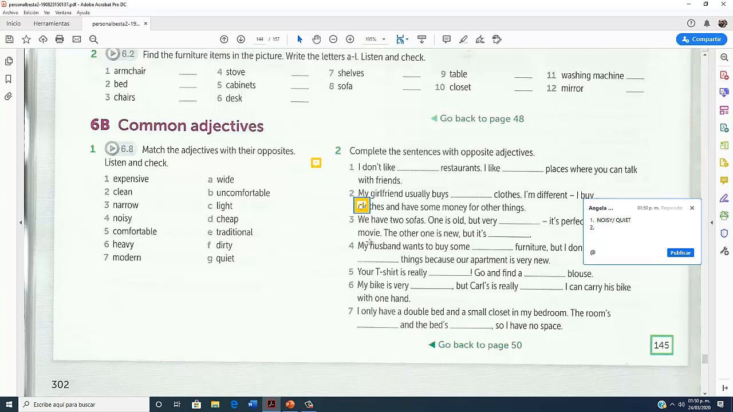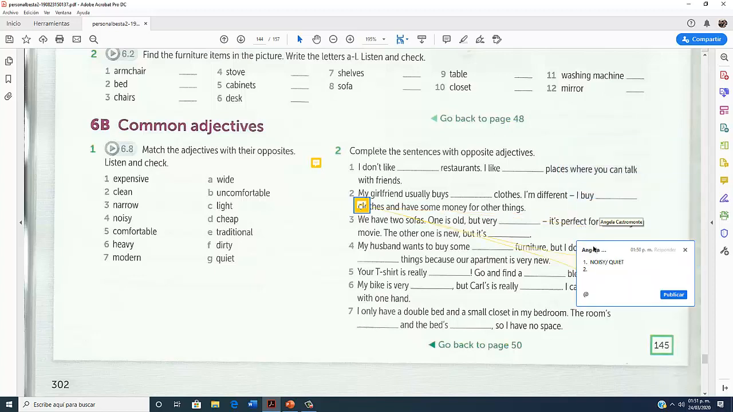Number 2, my girlfriend usually buys clothes. I'm different. I buy clothes and I have some money for other things. So here it's, my girlfriend usually buys expensive clothes. I'm different. I buy cheap clothes and have some money for other things.